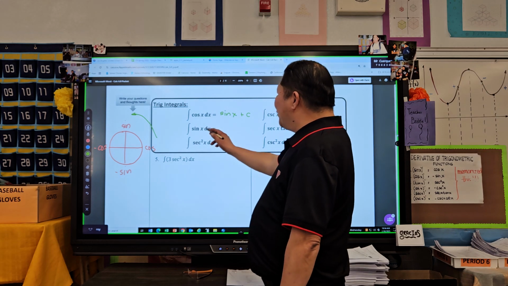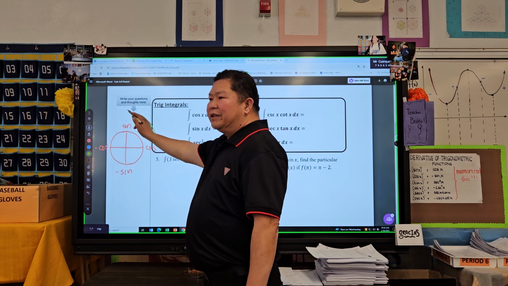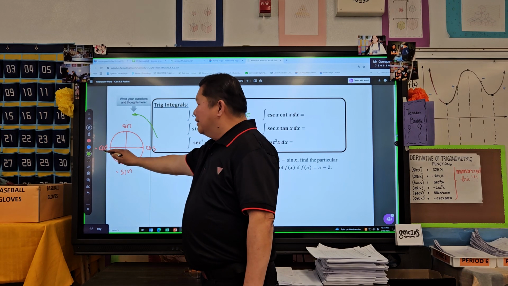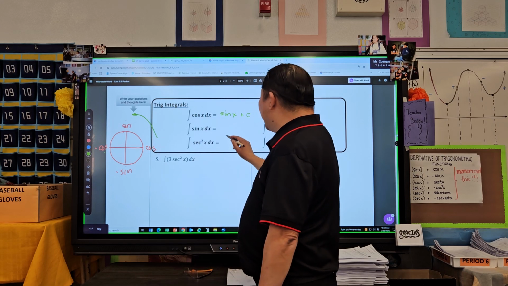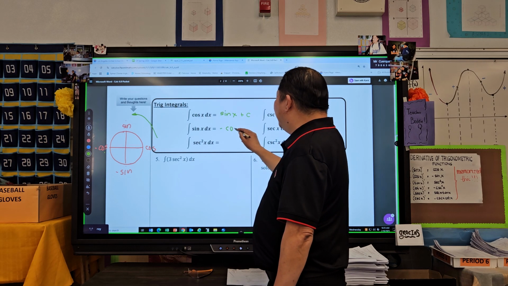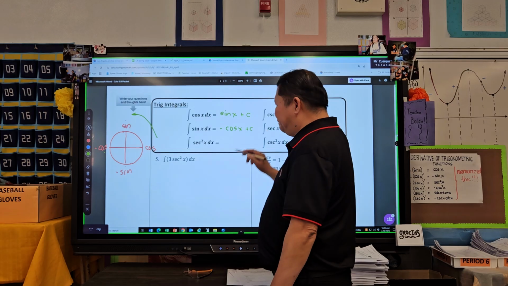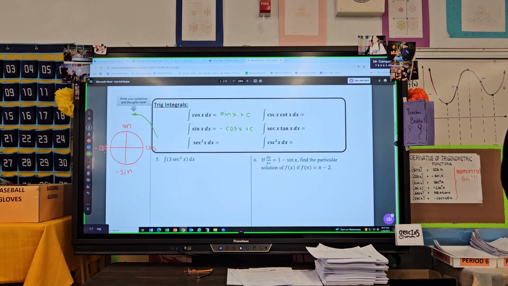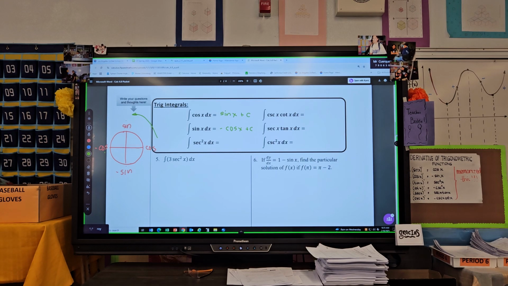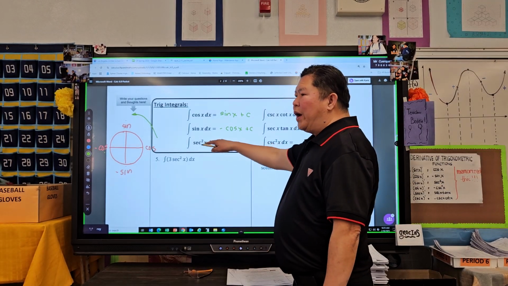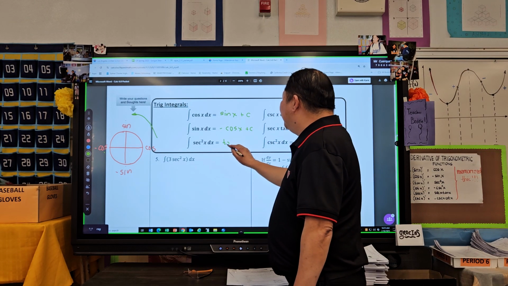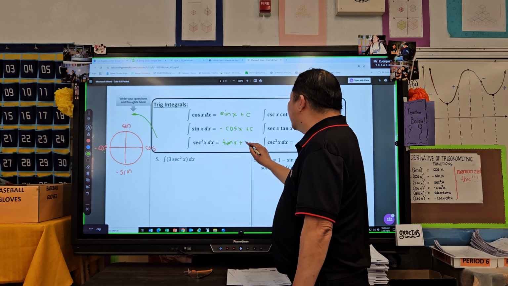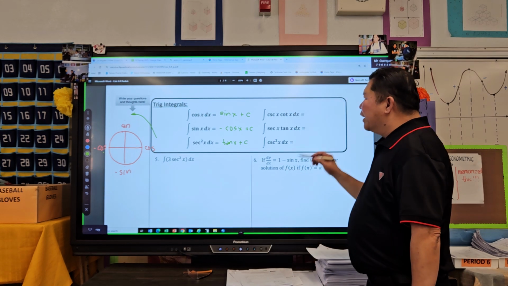Okay. So we have sine, counterclockwise, it's gonna be negative cosine. So negative cosine x plus the constant. Now, what is secant squared? It's easy to memorize. Secant squared is just tangent. That's it. So secant squared integrates to tangent x plus constant.